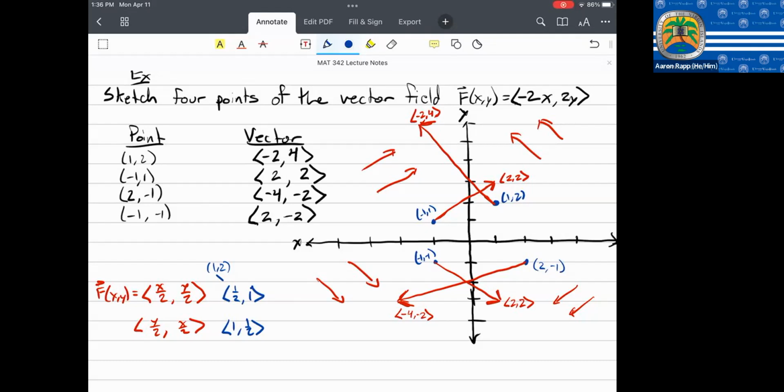So yeah, the main point is just you have to plot points, right? How many points can I plug in? How many calculations do I do? And how many little arrows do I draw?